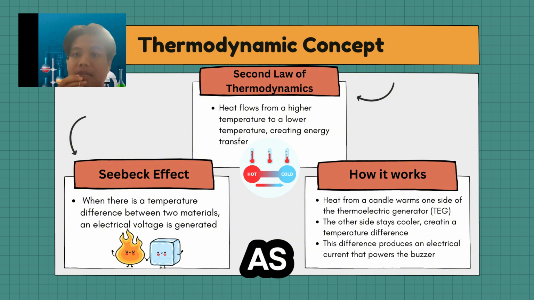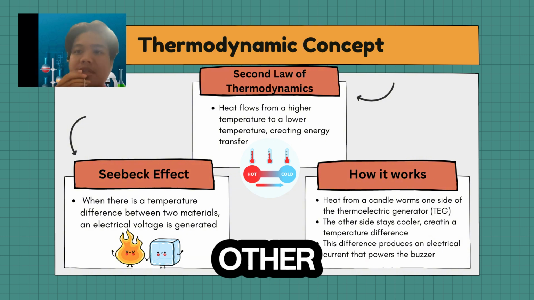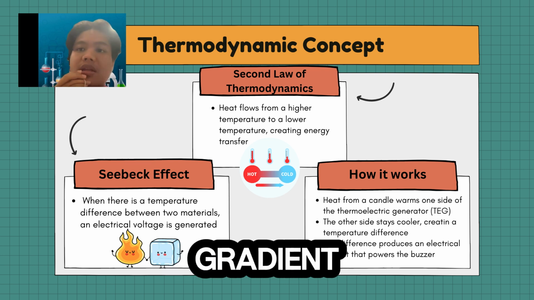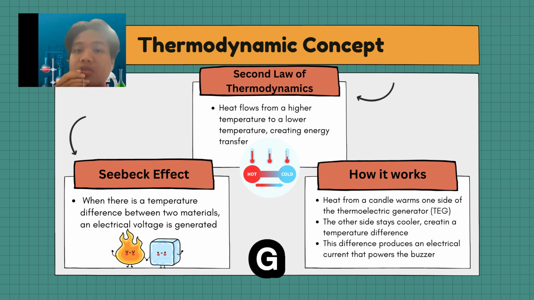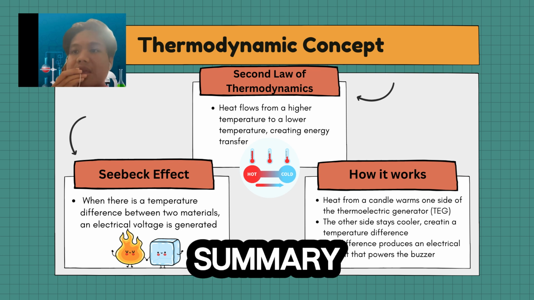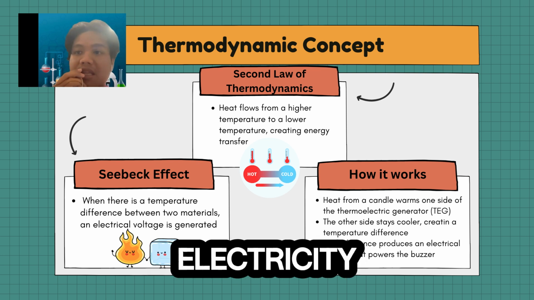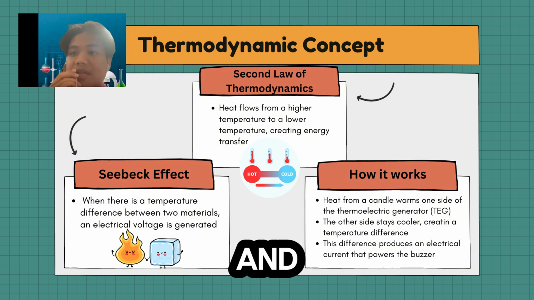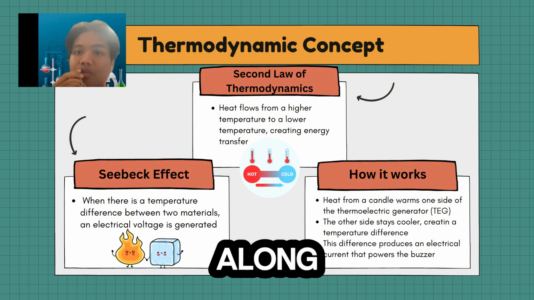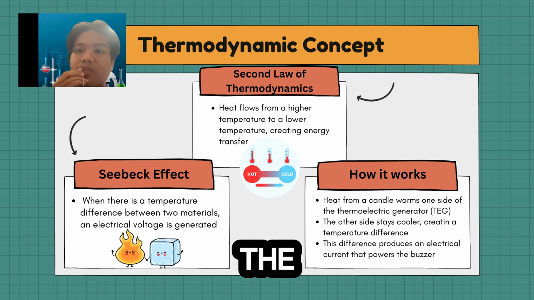The process works as follows. Heat from the candle warms one side of the TEG, while the other side remains cooler due to the ice, maintaining a temperature gradient. This difference allows the TEG to generate electricity, which then powers the buzzer. In summary, this project demonstrates how heat energy can be converted into electricity by applying the first and second laws of thermodynamics, along with the Seebeck effect. They highlight real energy conversion and the importance of temperature gradients in power generation.